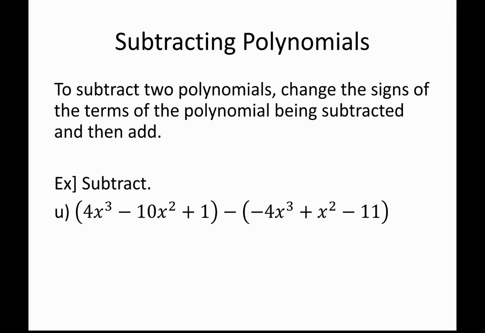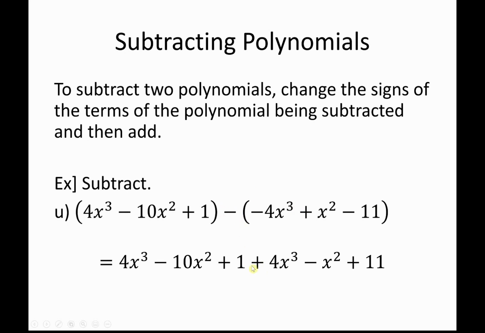Okay, so here's our first example. We've got a polynomial 4x to the third minus 10x squared plus 1, and then we're subtracting off this other polynomial of negative 4x to the third plus x squared minus 11. So subtracting this polynomial means distribute this negative sign, basically. You want to change the sign and operation of all of the terms inside of this subtrahend polynomial. And by subtrahend, like I said earlier, that just means the polynomial that I'm subtracting off.